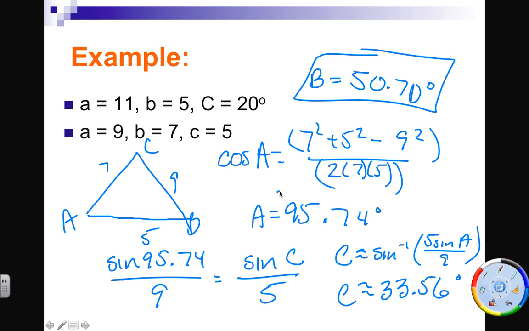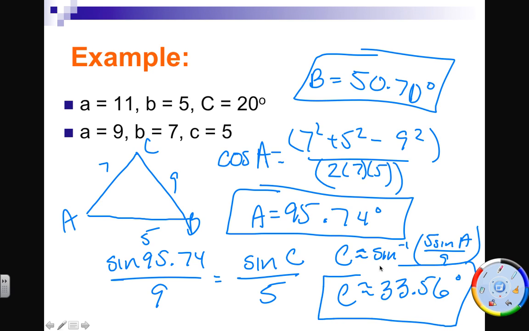And always do just a quick double check. Does that make sense? Do these three numbers add up to 180? They better, because that's how I got them. The 9 side is across from the 95. The 7 is across from the 50. And the 5 is across from the 33. So it kind of looks good.